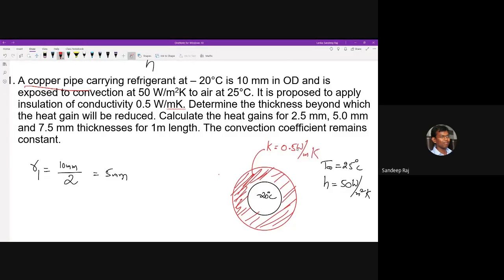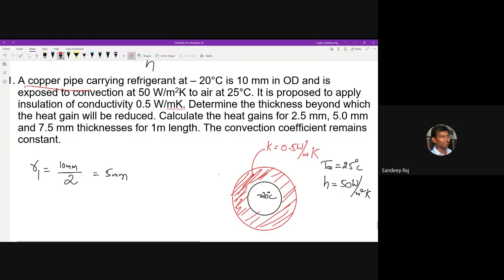In most of the cases, the K value is very less. Okay, for insulating materials, the K should be very less. That's why they are called insulating materials, because the thermal conductivity value is very less. They can actually insulate the thing and stop the heat transfer. Okay, so that's what K value is given, and determine the thickness beyond which heat gain will be reduced.